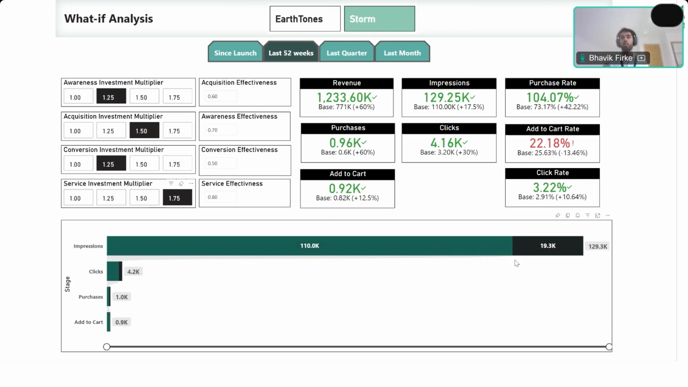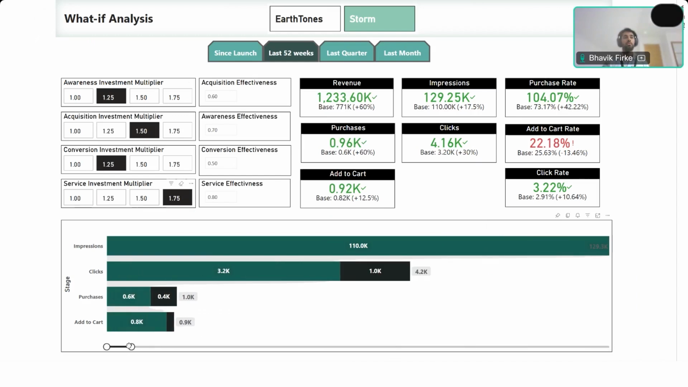So if you look at the visual on the bottom, we can see that we have got about 19.3K additional impressions, which would take your impressions higher by 17.5%. And as you go down into the funnel, these numbers would trickle down as well. Let me just zoom into the lower part of the funnel.